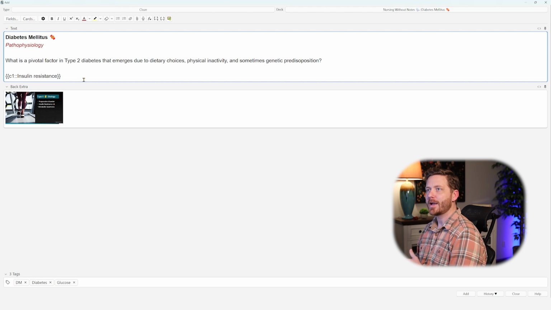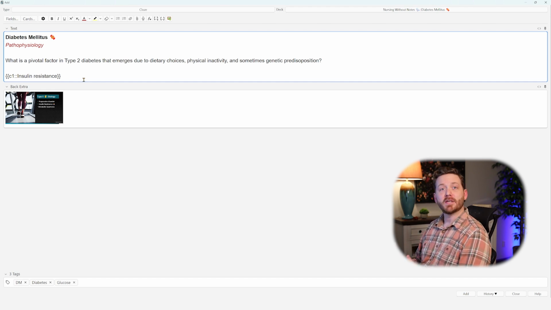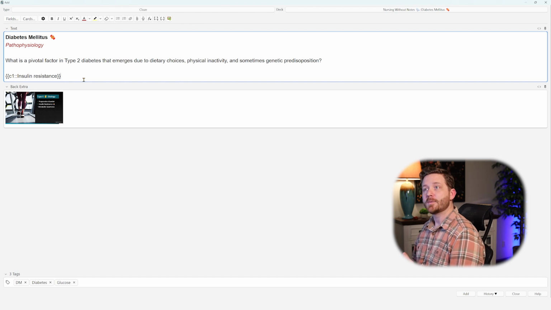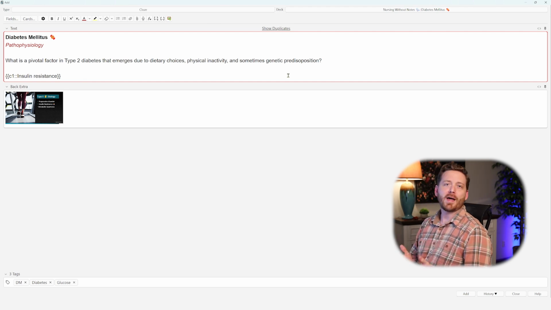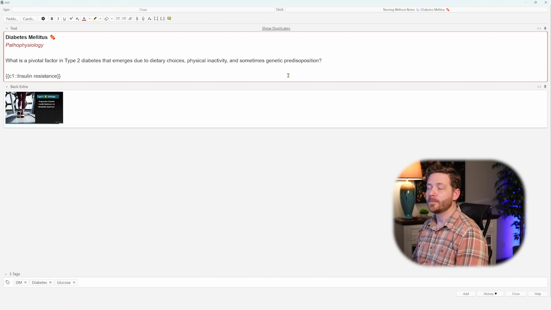What is a pivotal factor in type 2 diabetes that emerges due to dietary choices, physical inactivity, and sometimes genetic predisposition? And that's going to be the insulin resistance that comes about in type 2. And so we'll Control-Enter, and we'll add that to our deck. One of the high-risk factors that places an individual at high risk for diabetes is the presence of metabolic syndrome.